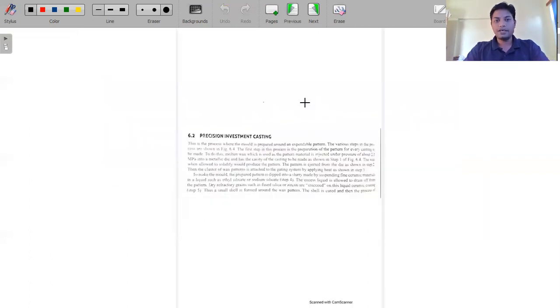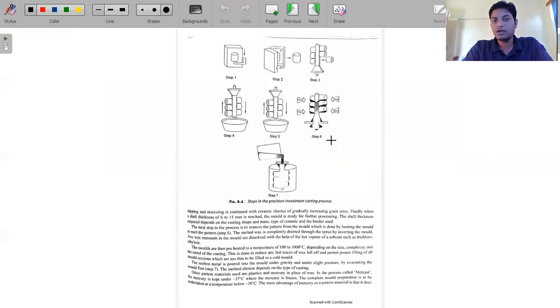By the way, I will share this PDF with you. What is written there, you can go through directly, but I am just discussing the figures through which I can explain what kind of casting it is.